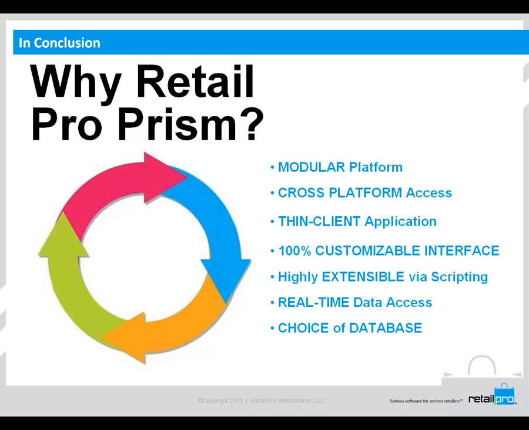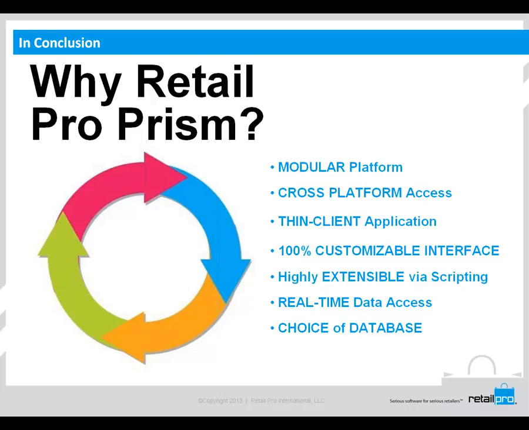The interface is 100% customizable. You'll be able to use our built-in screen tools or manipulate the underlying XML or HTML and CSS code, and the sky's the limit on how you want your interface to look. And because Retail Pro Prism was built with extensibility in mind, you have a tremendous amount of control over how it behaves. You can leverage commonly used programming languages to write scripts, control the workflow, access external data sources, and do whatever's needed to tailor Prism to how you run your business.